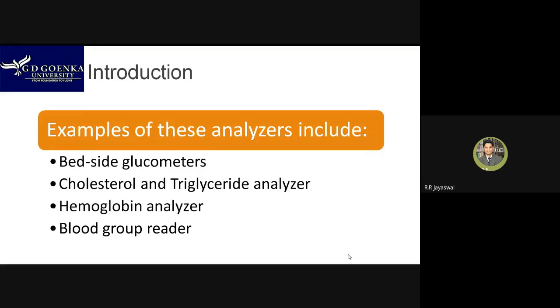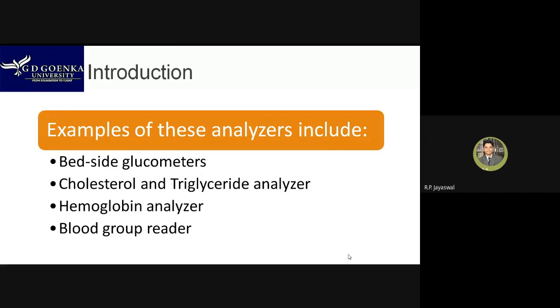Similarly, the cholesterol and triglyceride analyzer only gives the result of cholesterol and triglyceride. The hemoglobin analyzer gives the value of hemoglobin only, and the blood group reader is the analyzer which gives the result of blood group. Either A positive, B positive, or O positive, whatever the blood group. So these are a few examples of dry chemistry analyzers you have studied.